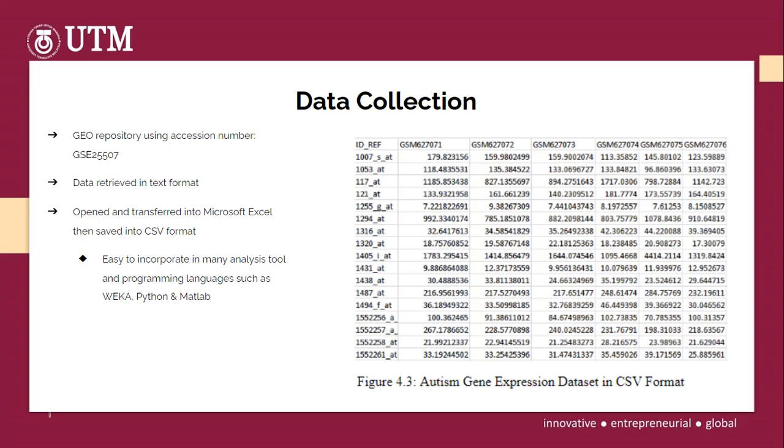On the right side, it shows figure 4.3, which is the autism gene expression dataset that is saved in CSV format. The rightmost column shows the ID of the genes, which is the genes ID, and the top row is the sample ID, and in the middle is the value of gene expression based on the gene IDs and the samples.